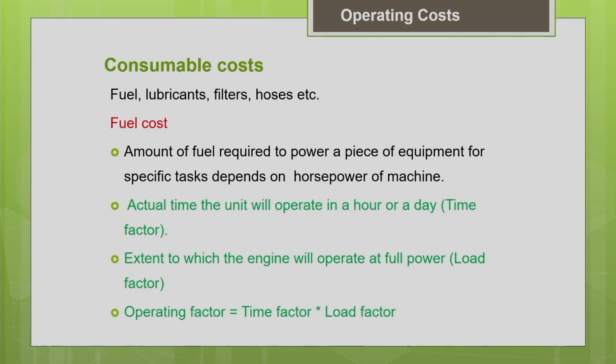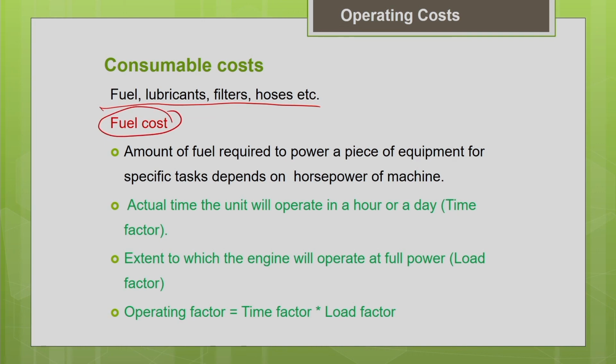Now let us see how to estimate the consumable cost. Consumables also form a part of the operating cost, as we know. Your fuel, the lubricating oil, grease, filter, and all the other small components which are consumed during the operation of the machine are called consumables. Under that, first we are going to discuss the fuel cost.